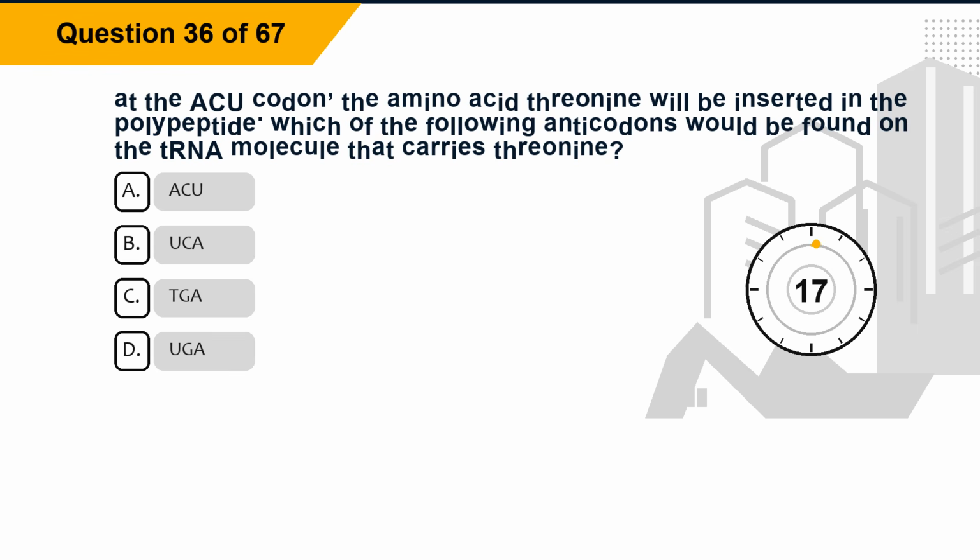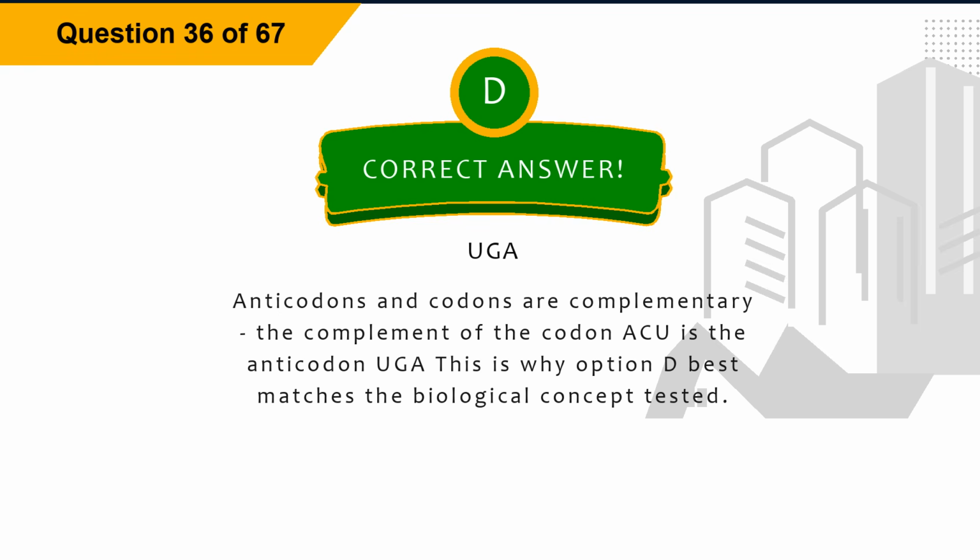Question 36. At the ACU codon, the amino acid threonine will be inserted in the polypeptide. Which of the following anticodons would be found on the tRNA molecule that carries threonine? Option A, ACU. Option B, UCA. Option C, TGA. Option D, UGA. The correct answer is option D, UGA. Explanation. Anticodons and codons are complementary. The complement of the codon ACU is the anticodon UGA. This is why option D best matches the biological concept tested.